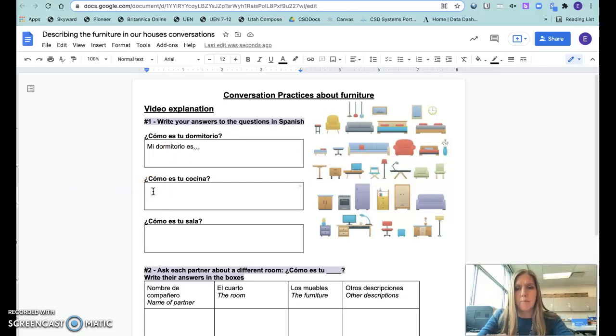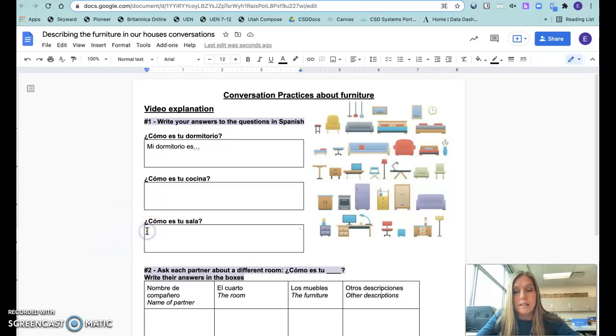¿Cómo es tu cocina? I'm going to start the same way. Mi cocina es más o menos grande. Maybe I'm not even going to say if it's big or small. I'm just going to say mi cocina tiene un refrigerador, un horno, una estufa, una mesa, 5 sillas. So you can talk about that.